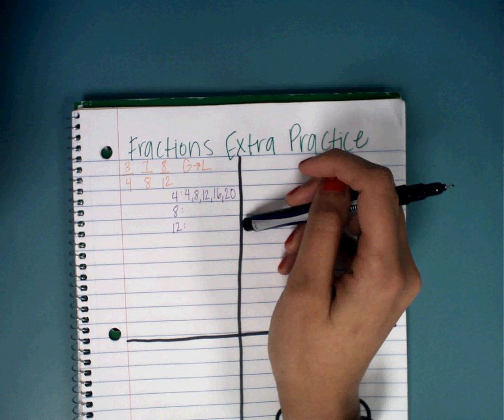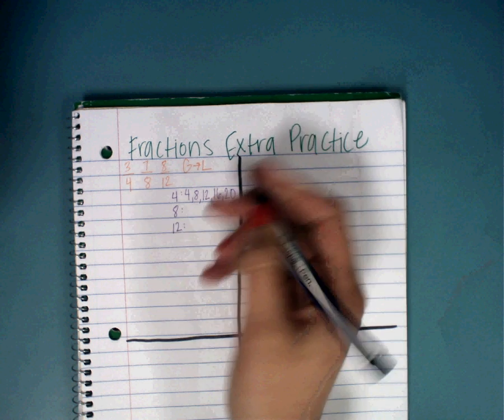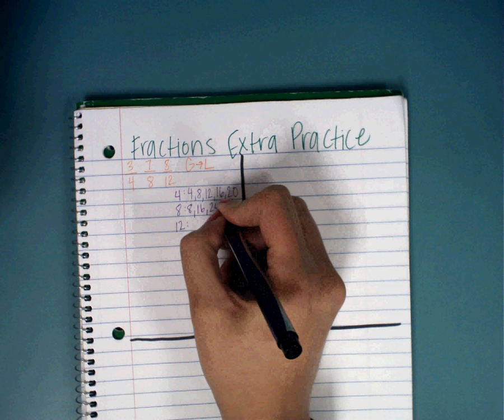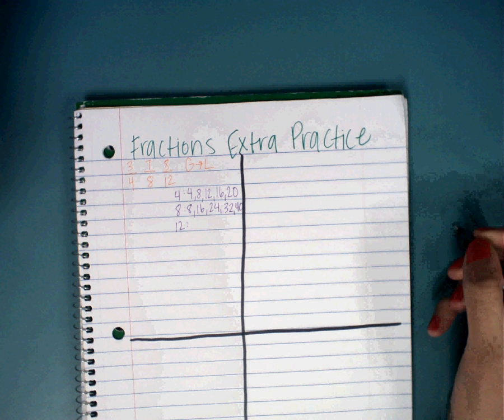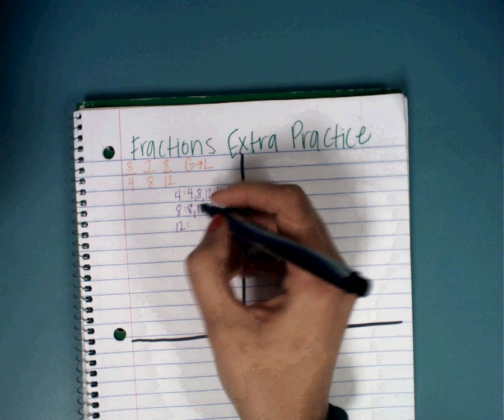Okay? Let's count by 8s. 8, 16, 24, 32, 40. And let's count by 12s. 12, 24, 36, 48. That should be far enough.